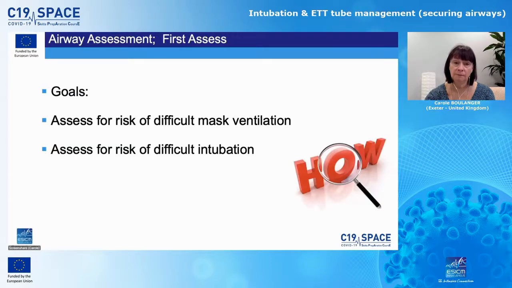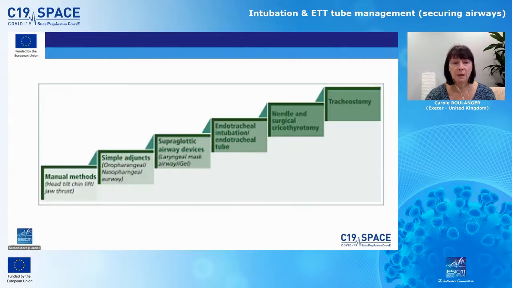So the first thing we need to do is assess. We need to think about our goals. And looking at the patient, we need to assess the risk: are they going to be difficult to mask ventilate? That's with a bag valve mask. Are they going to be a difficult intubation due to their anatomy or whatever clinical situation that they present with?